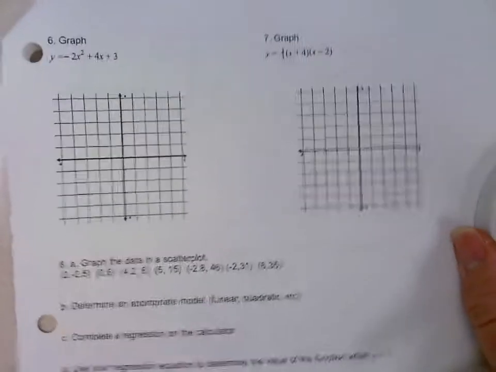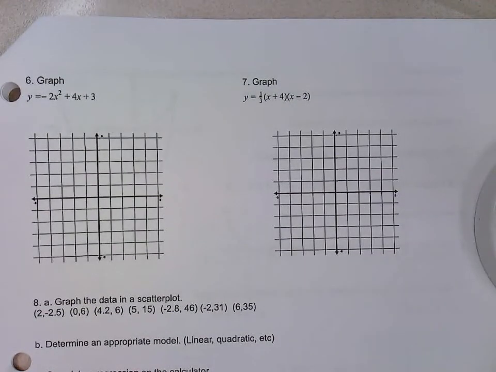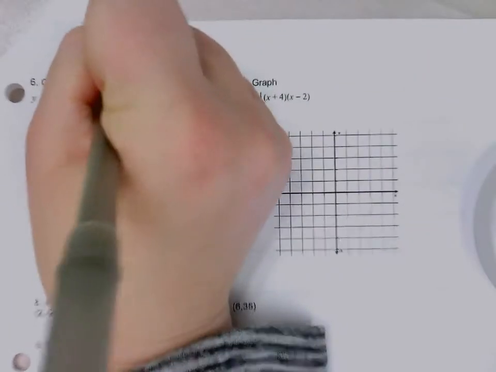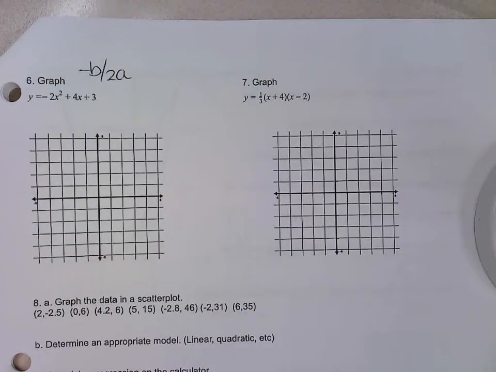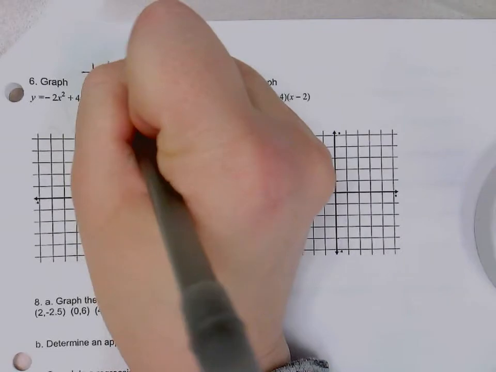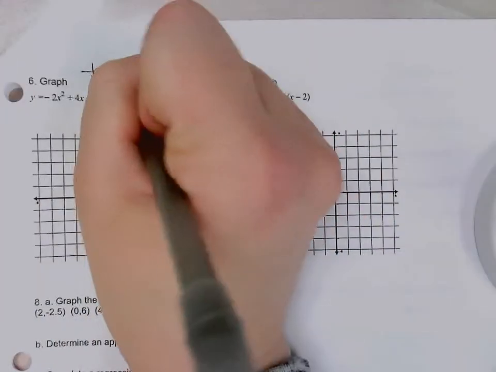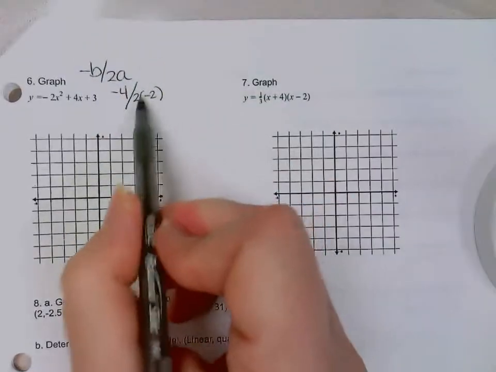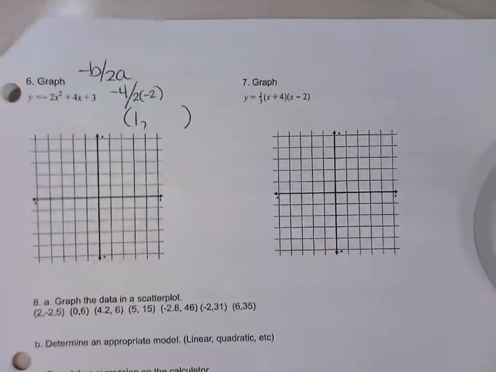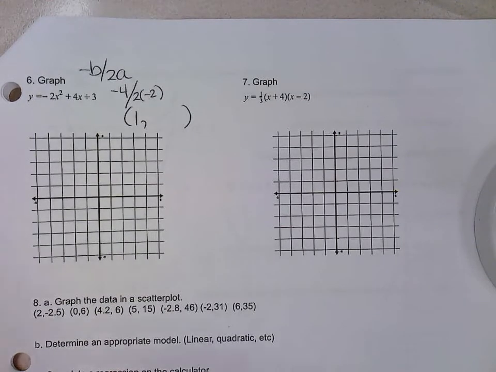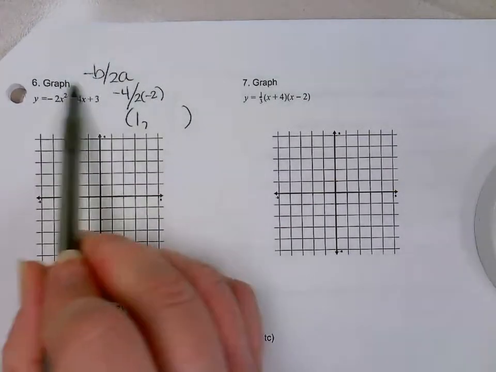Standard form is different. So in standard form, you have to remember the formula negative b divided by 2a. So negative 4 is b, negative b. 2a, 2 times negative 2 is also negative 4. Negative 4 divided by negative 4, positive 1 is the x value of my vertex. Plug 1 back in for all these x's.